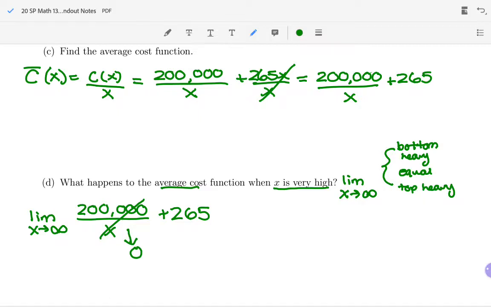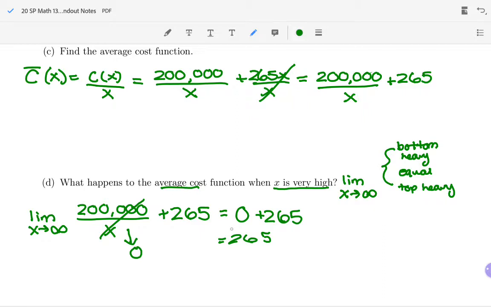Even if you have 200,000, if you divide it by way too many things, you end up with nothing to give. And then our second term, as x goes to infinity, 265 is going to stay 265. There's no x there, so no matter what x you plug in, it's just 265. So we end up with 0 for the first term as x goes to infinity because it's bottom heavy, plus 265. So we get $265.